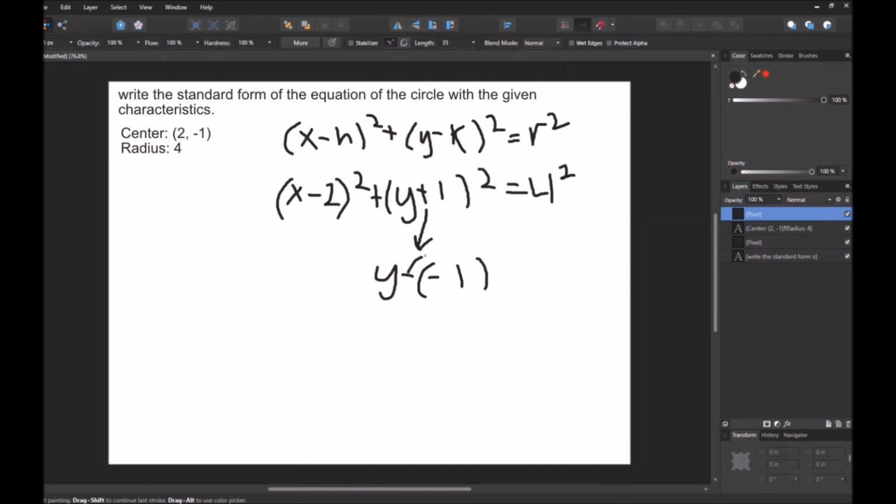And then when you multiply this negative symbol, because it's technically a negative 1, by this negative 1, you get y plus 1. So that's why I did that. So we are left with x minus 2 squared plus y plus 1 squared equals 16.